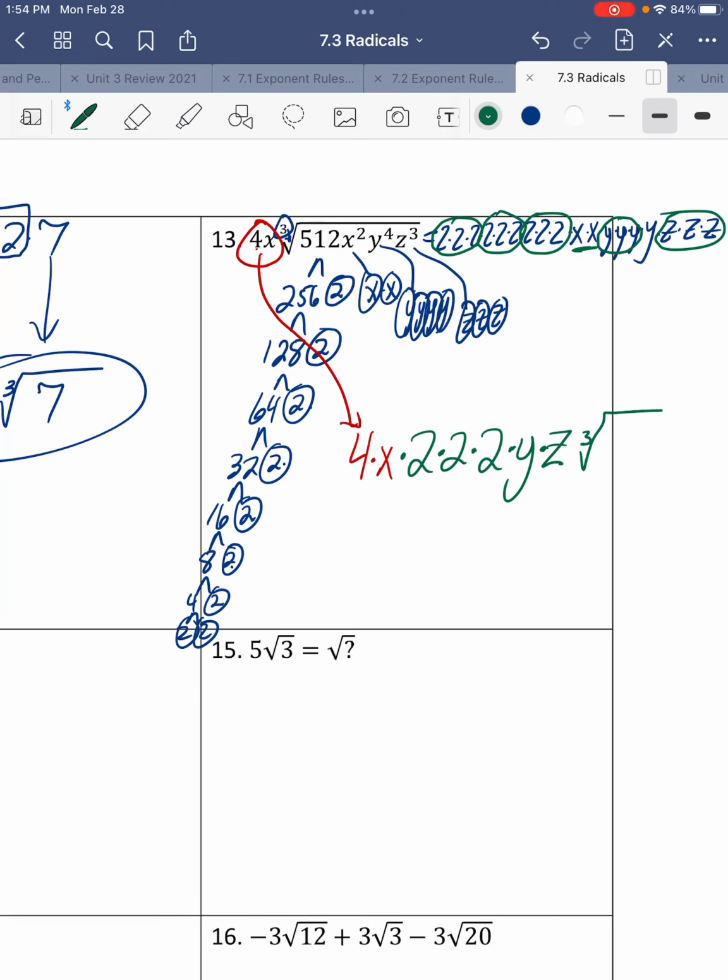What's left on the inside of this cube root? There's no numbers, no coefficients, because all the 2's got used up. We have x times x, and we have a y. Let's make sense of this now. So we have 4 times 2 is 8, times 2 is 16, times 2 is 32. 32 x y z, cube root, x times x inside, that's x to the 1st times x to the 1st is x squared, y.